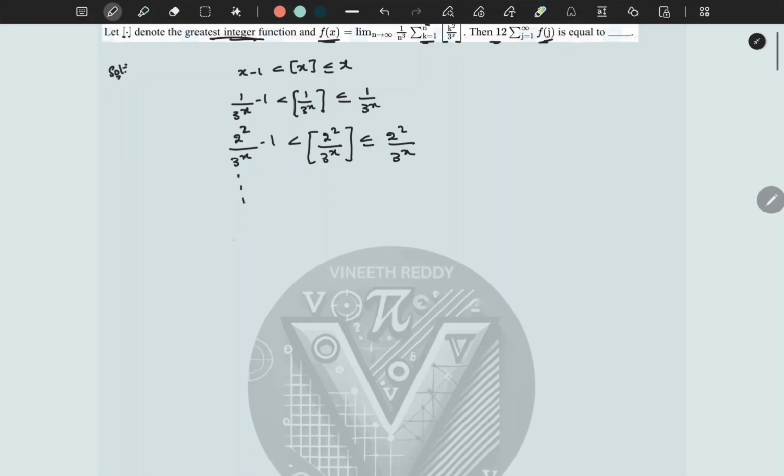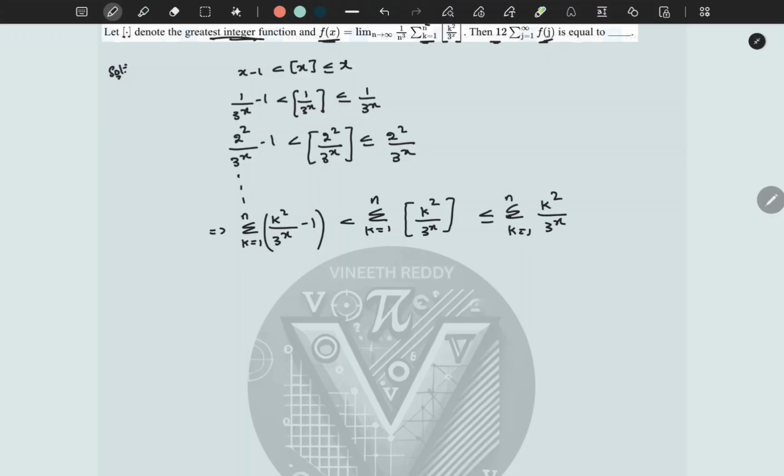If I sum up all these things, then I'll be getting sigma k equals 1 to n of k square divided by 3 power x minus 1, less than, summation is there for this entire bracket, sigma k equals 1 to n greatest integer of k square divided by 3 power x, less than or equal to sigma k equals 1 to n k square divided by 3 power x. Now we can definitely divide throughout the inequality with n cube, because n is a positive quantity, right?